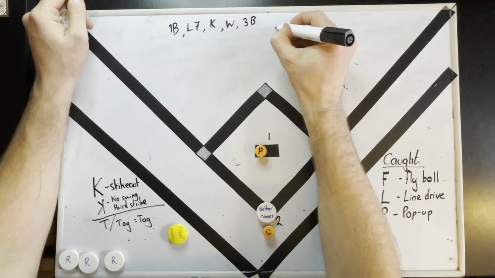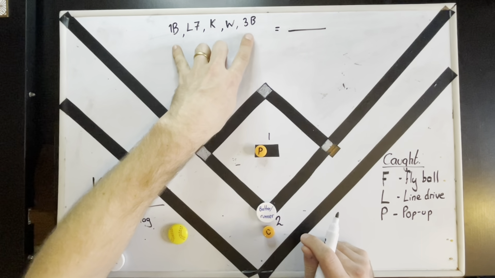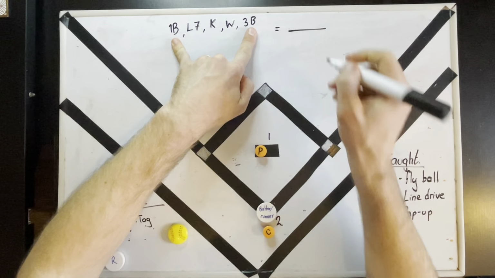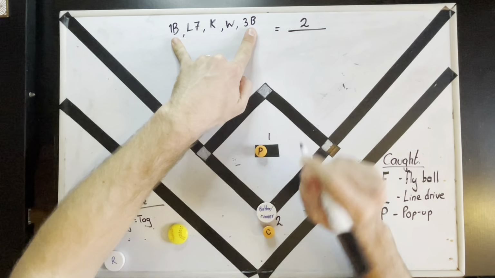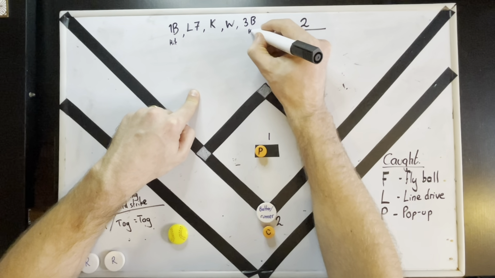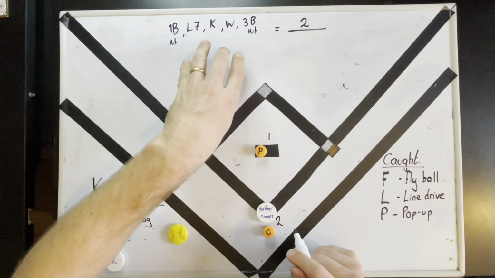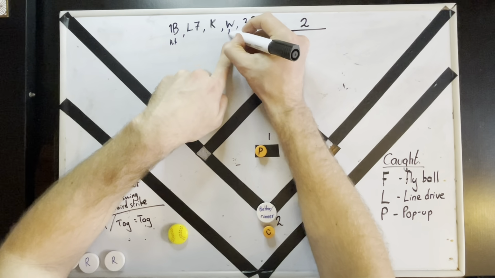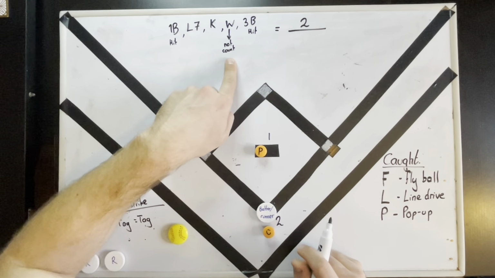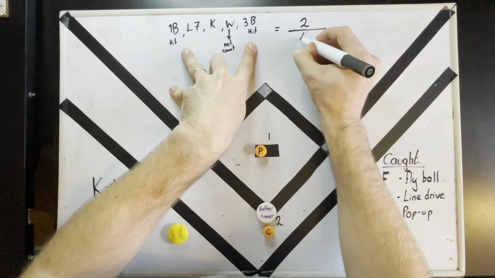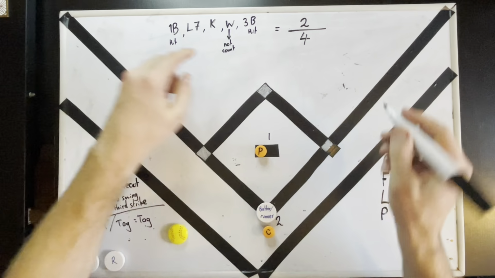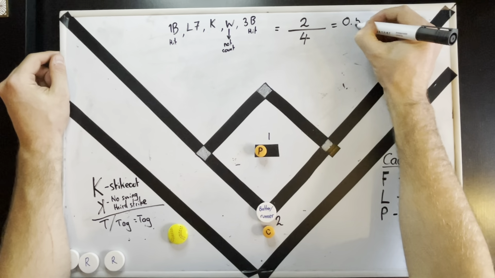Well, how many times did I actually get on base? Well, I got a single and I got a triple. So I got on base twice during that game. So I got 2 hits. This is a hit and this is a hit. However, this walk here does not count towards my batting average. So my batting average for this one is 2 divided by 1, 2, 3, 4. So my batting average here would be .500.